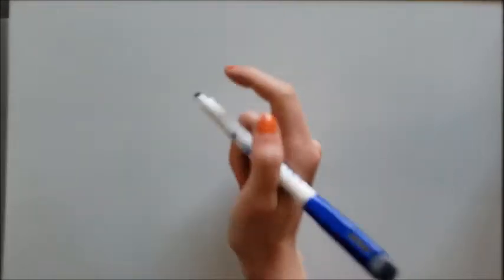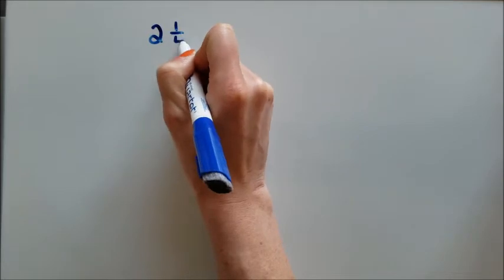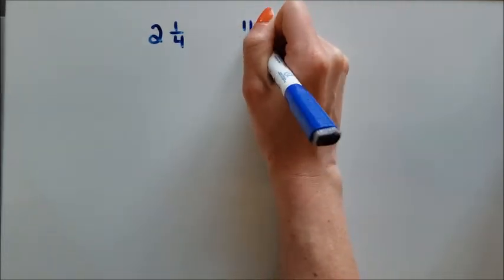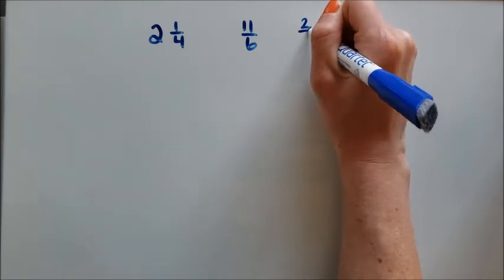In this lesson, we'll be exploring how we can compare mixed and improper fractions. So if I have a list of 3 different fractions, so I have 2 1/4, I have 11/6, and I have 2/3.